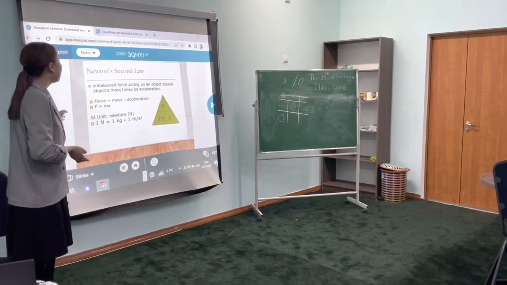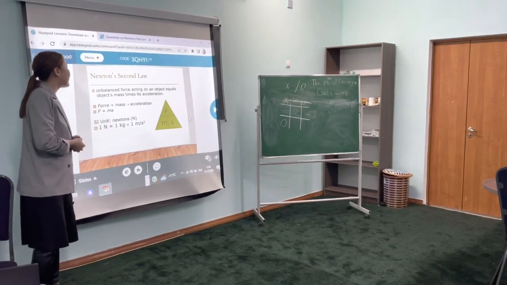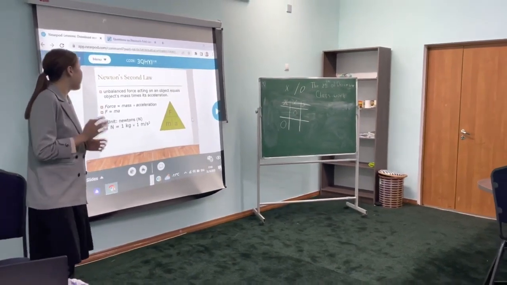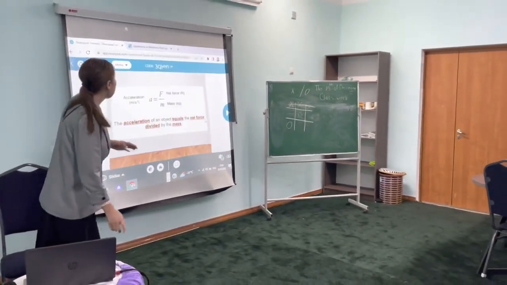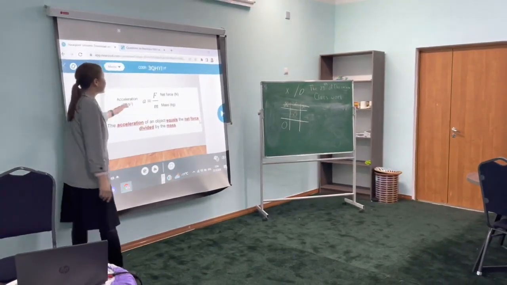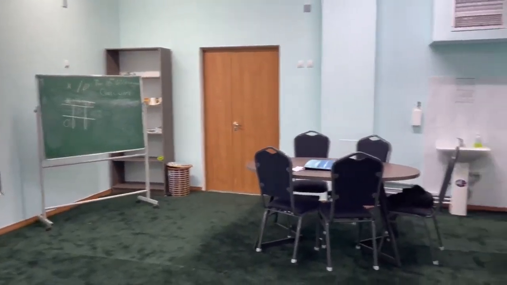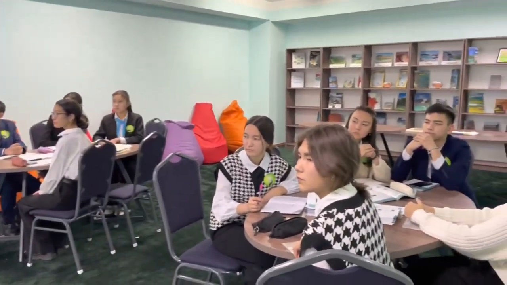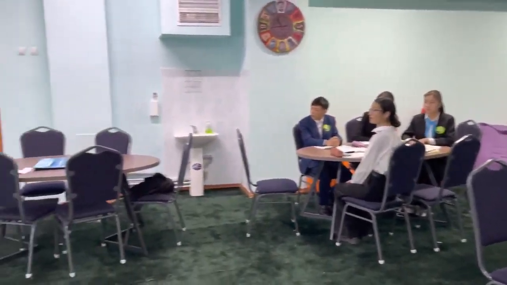Newton's second law states that the force acting on an object equals the object's mass times its acceleration. Looking at the formula, acceleration equals force divided by mass. The acceleration of an object equals the net force divided by mass.